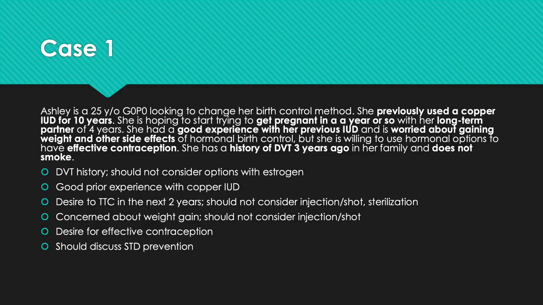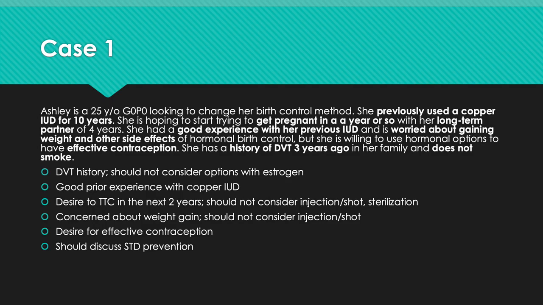So let's consider what we know about Ashley. She was previously on a non-hormonal, low-maintenance IUD that she tolerated well, and is in a long-term relationship. Let's now consider the major categories of contraceptives. She could be put on a hormonal contraceptive, but not one containing estrogen due to her history of DVT.